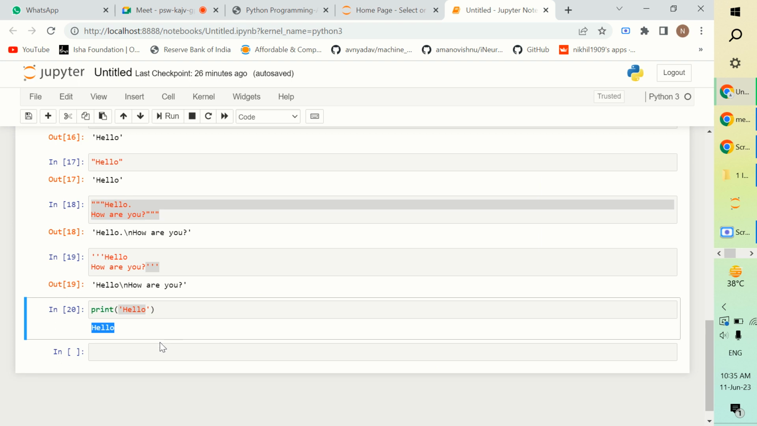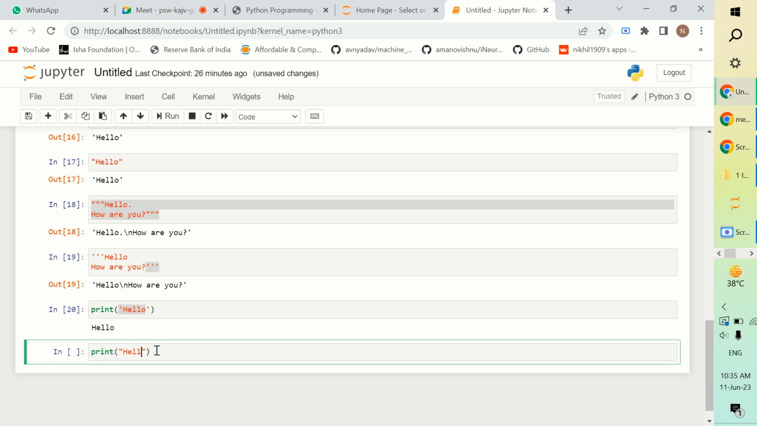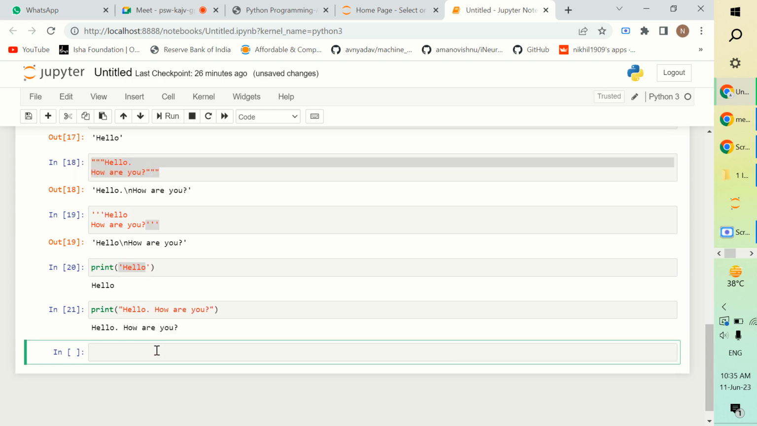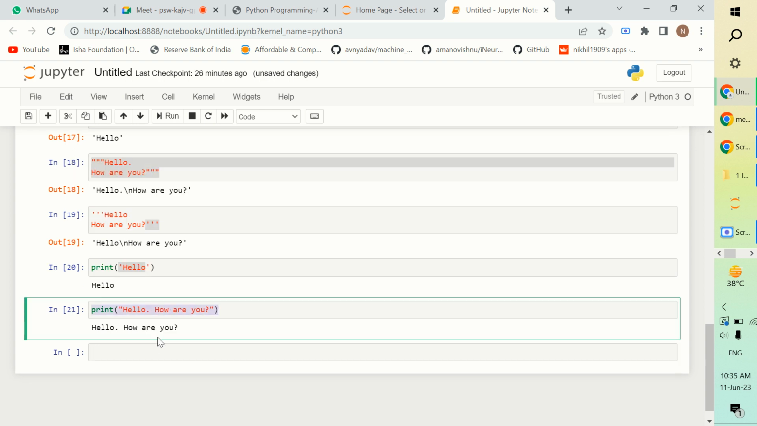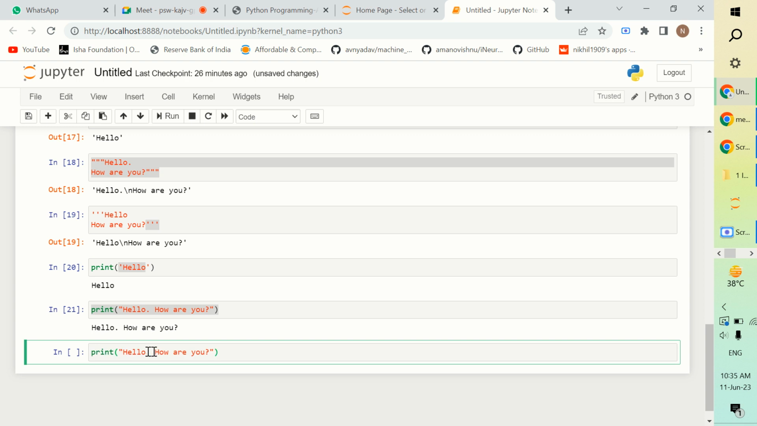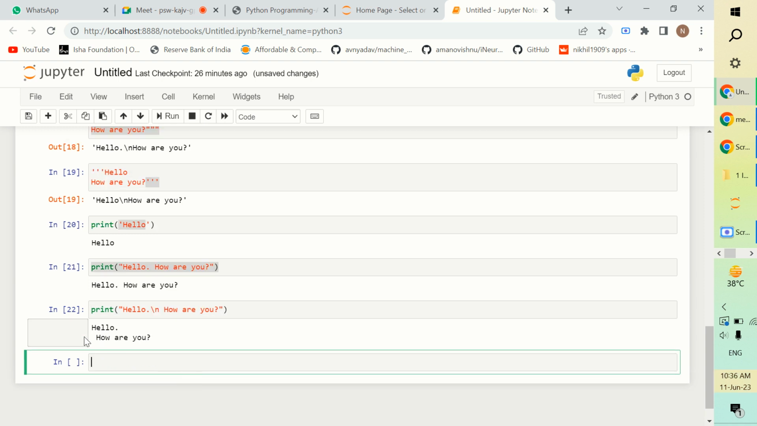So let's say I write print hello, how are you? It will get printed in a single line. Let's say I want to print hello, and after that in the next line I want to print how are you. So for that I'll use backslash n. Now if I run it, first I'll get hello, and after that how are you.